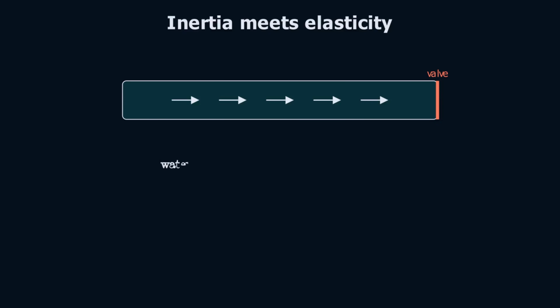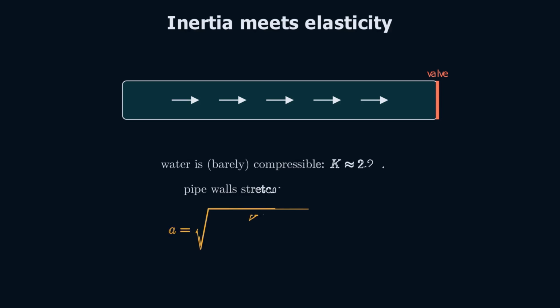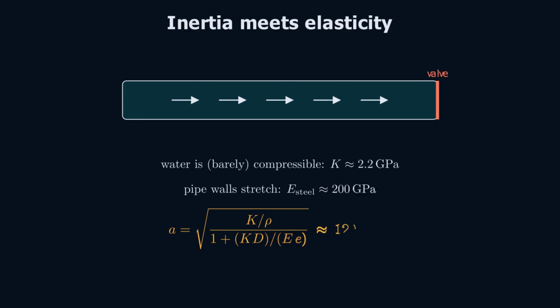Ingredient 2, elasticity. If water were perfectly rigid and the pipe were infinitely stiff, the whole column would stop instantly and the pressure would be infinite. It is not, because water compresses a little and the pipe wall stretches a little. That give and take sets a finite speed at which the stopping signal travels back up the pipe, the wave speed A, about 1200 meters per second in water-filled steel.